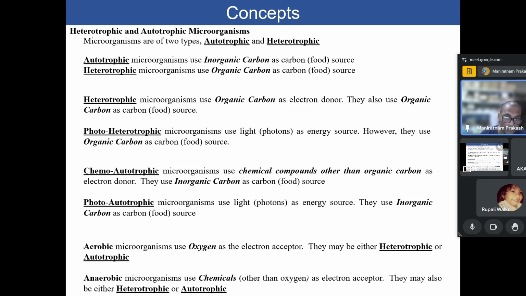Remember the definition of aerobic and anaerobic. Aerobic is in the presence of oxygen, and anaerobic is in the absence of oxygen. These microorganisms use chemicals as the electron acceptor. They may also be either heterotrophic or autotrophic. So you can just make a combination: aerobic heterotroph, aerobic autotroph, anaerobic heterotroph, anaerobic autotroph.